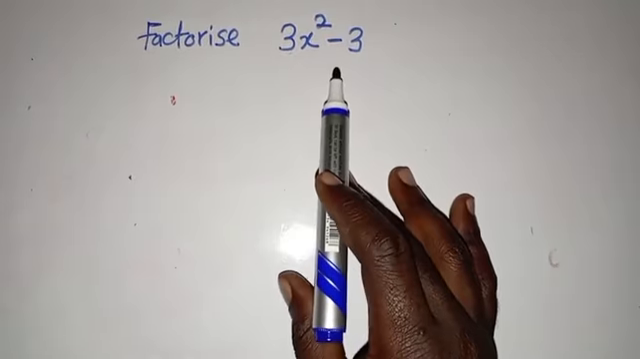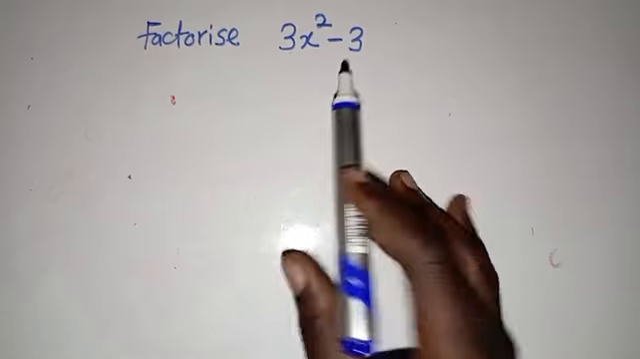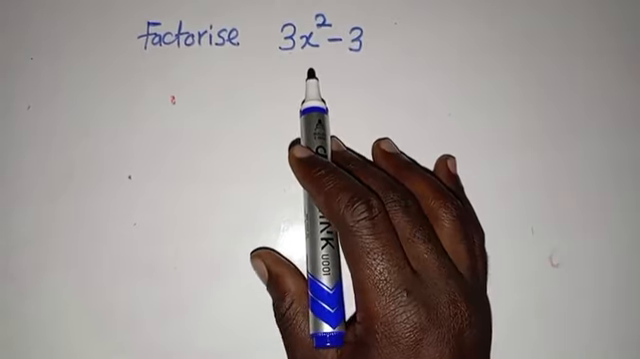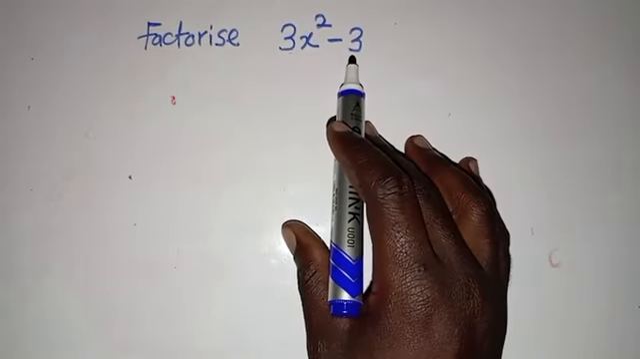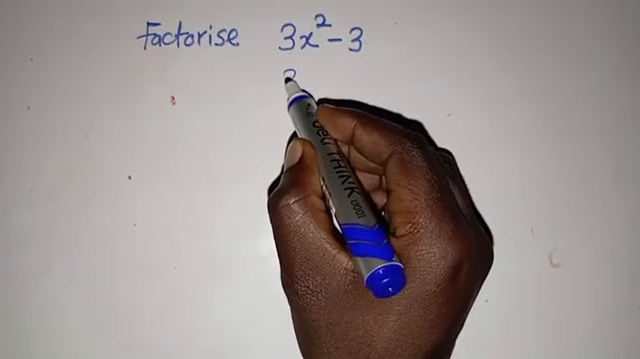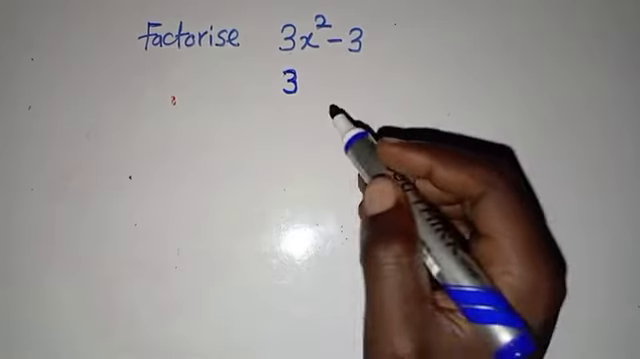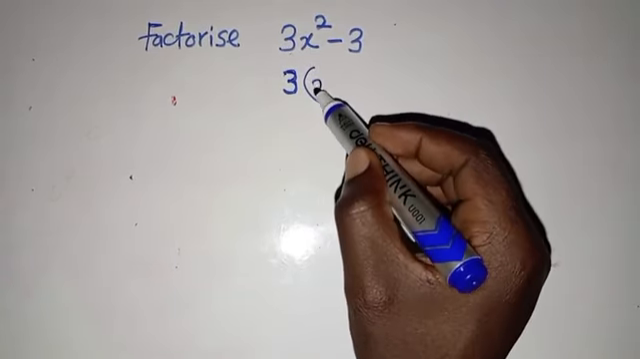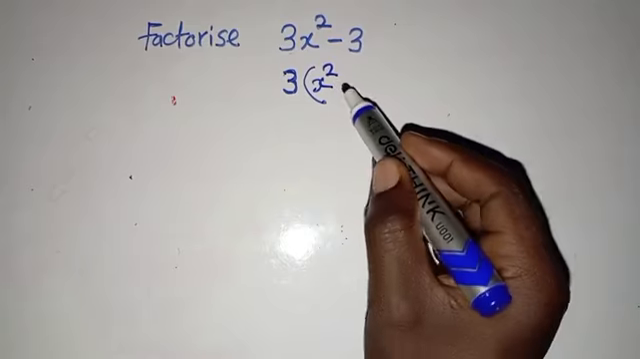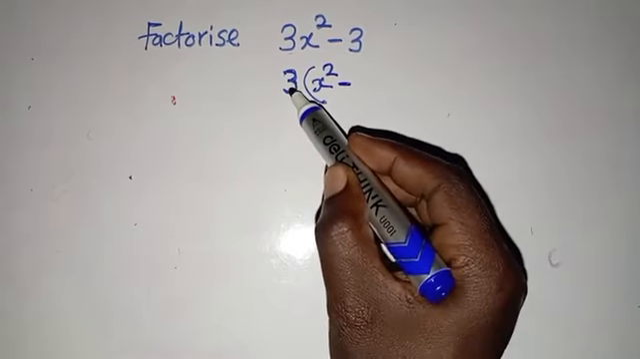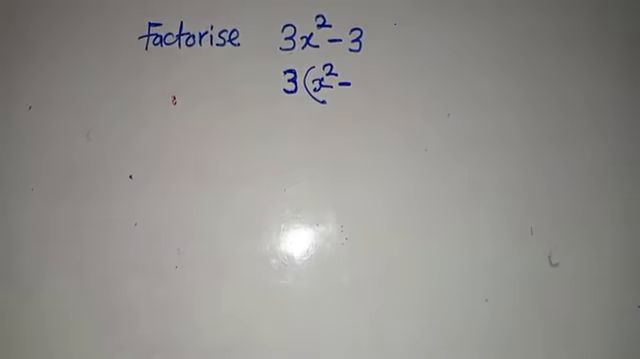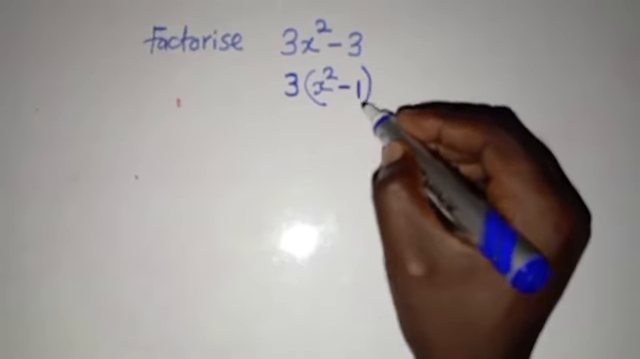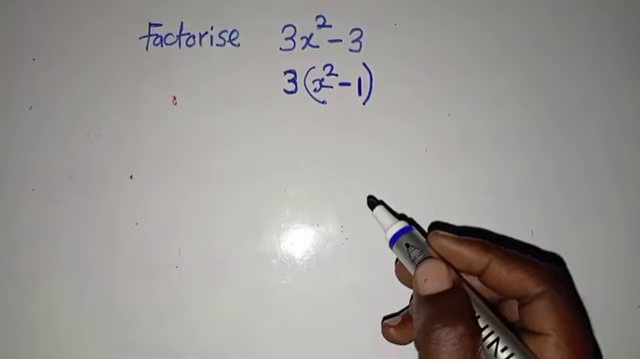How can you factorize such a question? For you to factorize this, first of all, you need to look for a number that can go into 3 and 3. That is just a 3. 3 into 3 is 1. You remain with x squared there. Then minus, what is 3 into 3? It is 1. So you put a 1 there. This is what you are going to do.